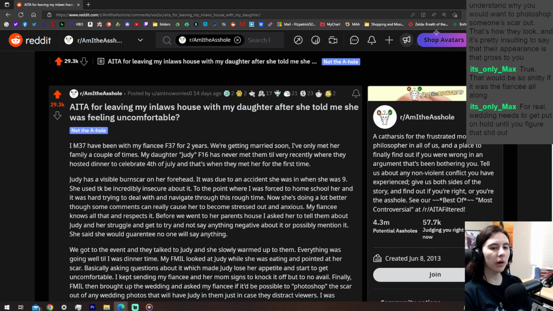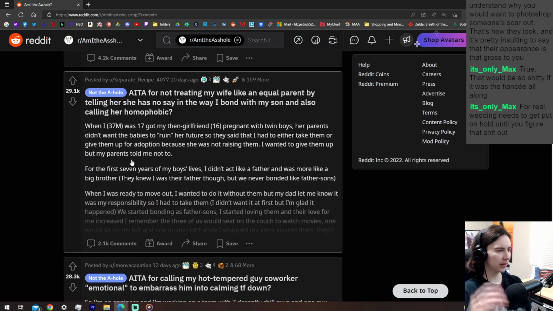It's one thing to be like, oh, how'd you get your scar? But it's another to be like, ew, we need to Photoshop that out of the wedding photos. Disgusting. What the fuck? You're a full-grown adult and you're making fun of the 16-year-old? What the fuck is wrong with you? Wedding needs to be put on hold until you figure this shit out. Absolutely. 100%. Oh, disgusting.